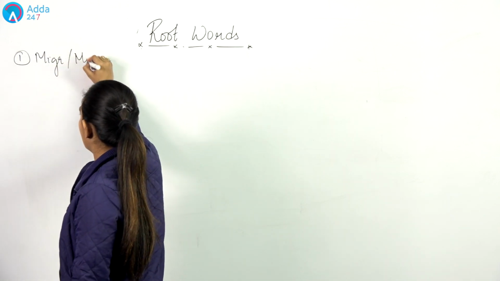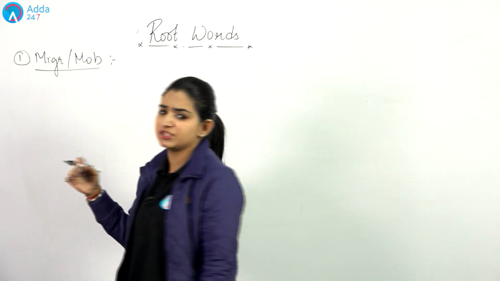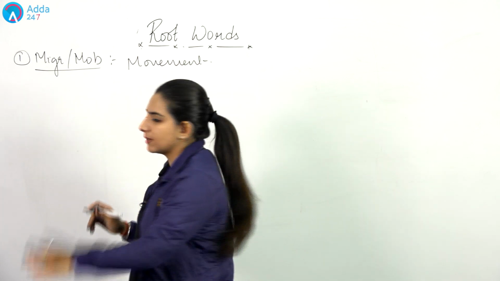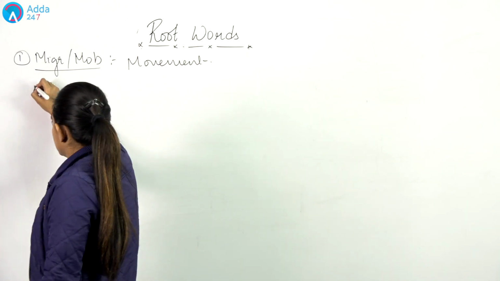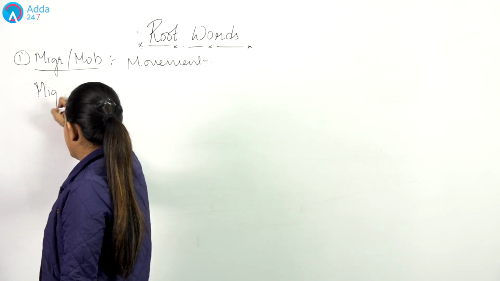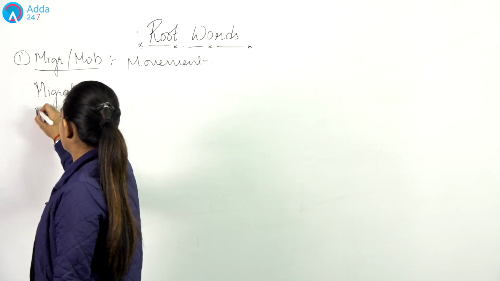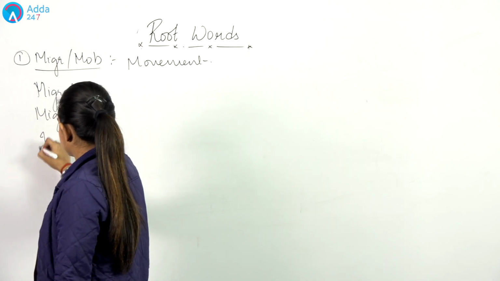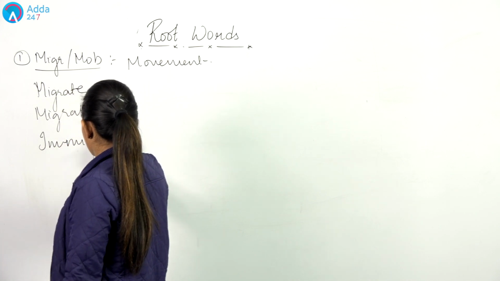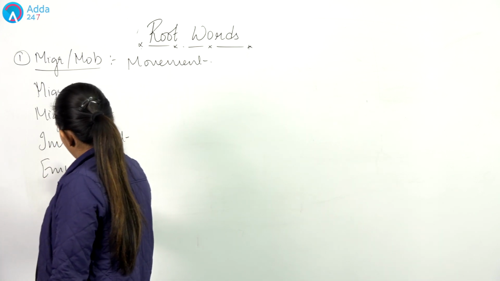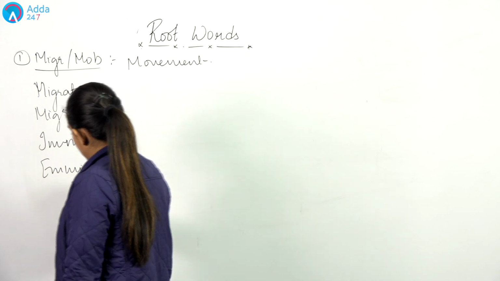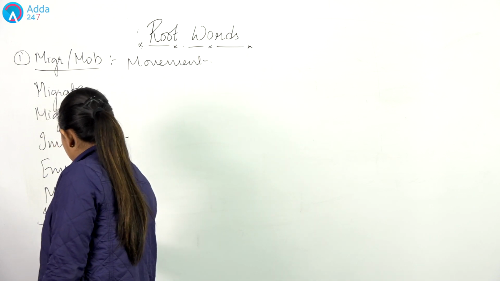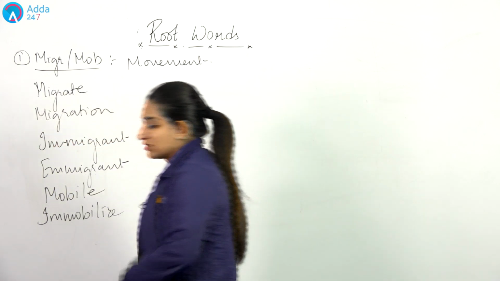The first word for today is migr or mob. When I say migr or mob, this talks about movement of somewhere or something, right? Similarly, we can make a lot of words out of it, like we have migrate, we have migration, we have immigrant, we have emigrant, we have mobile, we have immobilize. Now see, let's talk about these.